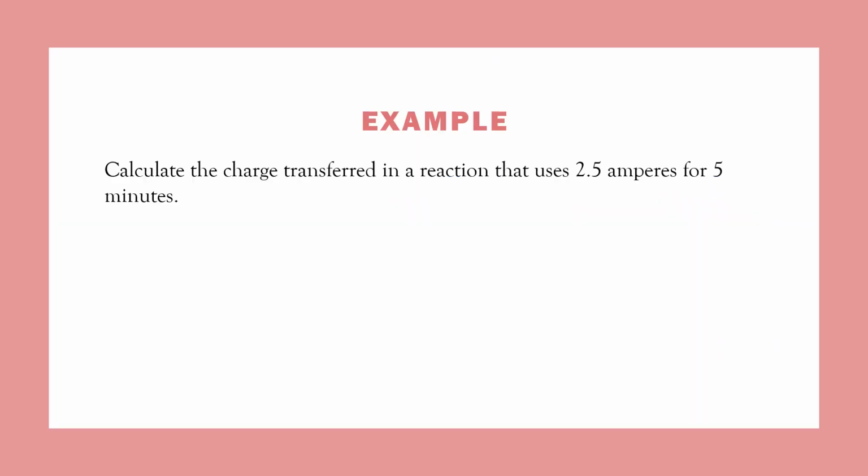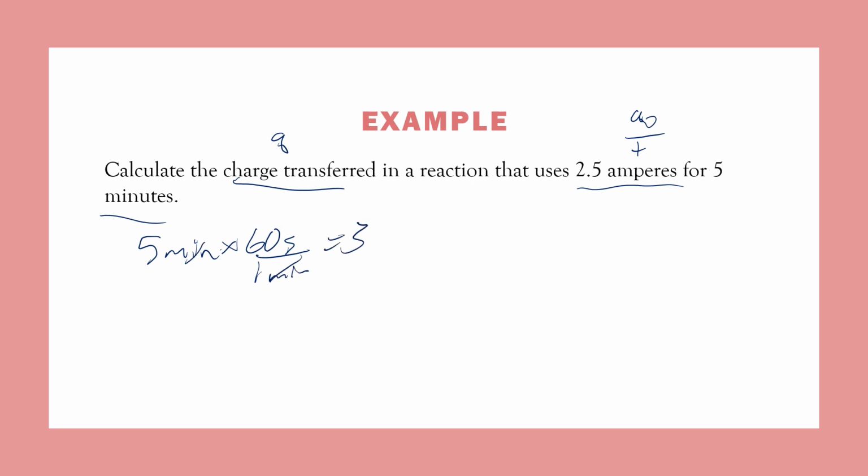Okay, so here's another example. Calculate the charge transferred, so charge is Q, in a reaction that uses 2.5 amperes. So that's Q over T, for 5 minutes. We need to change that to seconds. I'm going to do this in separate steps this time. 5 minutes times 60 seconds per 1 minute. That's 300 seconds.